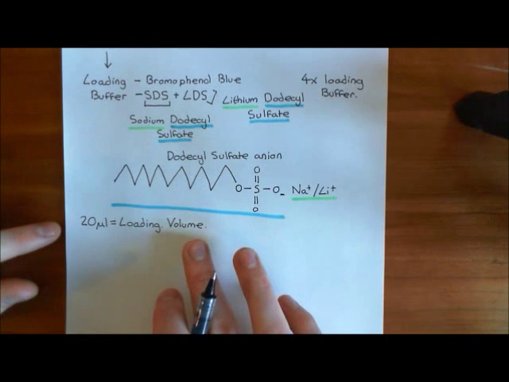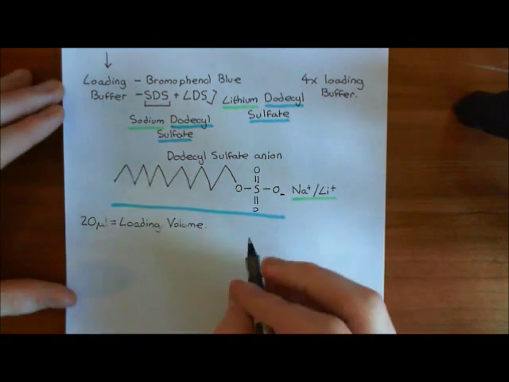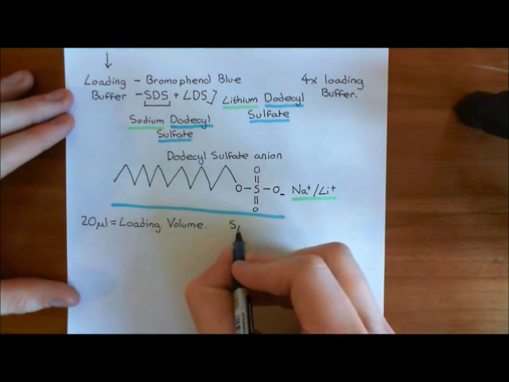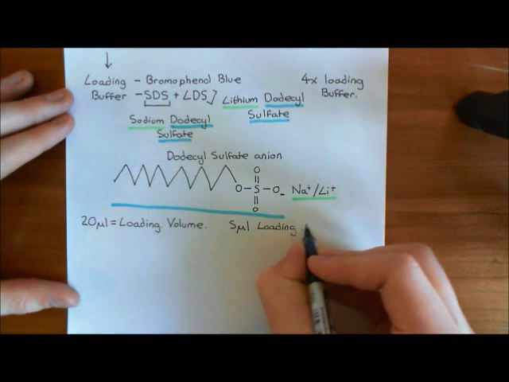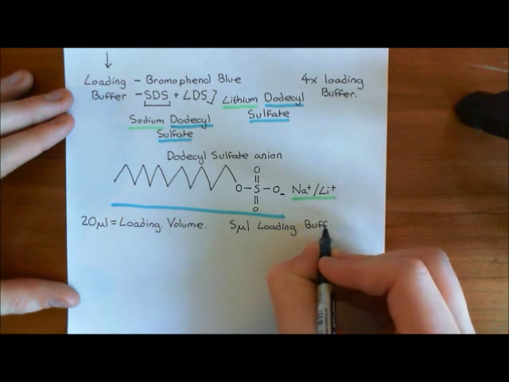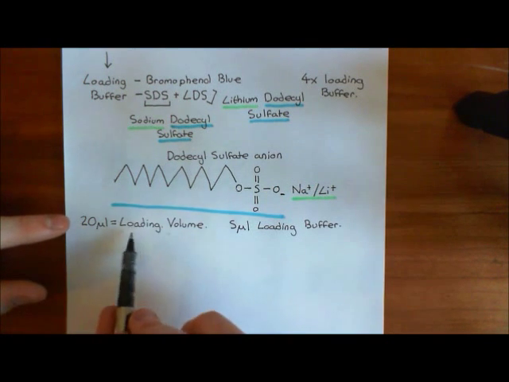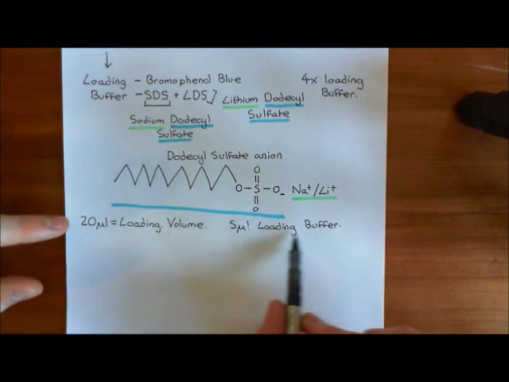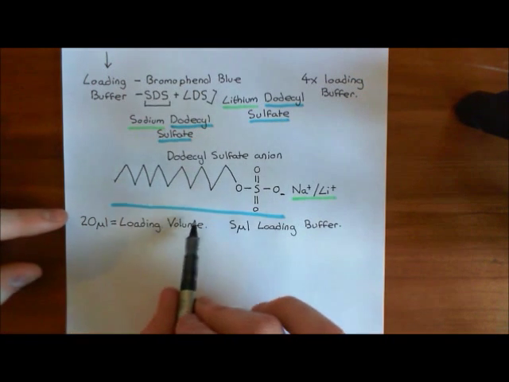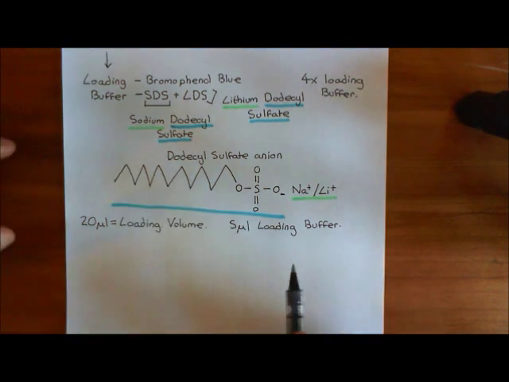Well, if, for instance, we want a loading volume of 20 microliters, if we want to put in 20 microliters of fluid into the well, then that means that a quarter of that needs to be the loading buffer. So 5 microliters of this needs to be the loading buffer. Okay, so that's what 4 times means. It means that it's 4 times too concentrated. So a quarter of the loading volume that you're going to use needs to be devoted to this, and that will mean then that when this 5 microliters of loading buffer is diluted into the 20 microliters that we're going to make the whole sample which we're going to load, it will be the correct concentration.